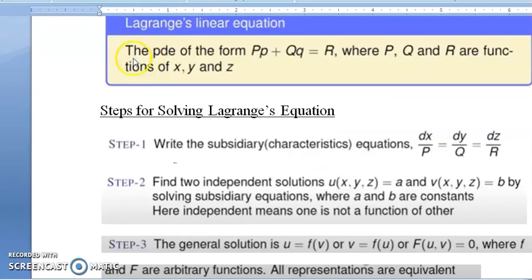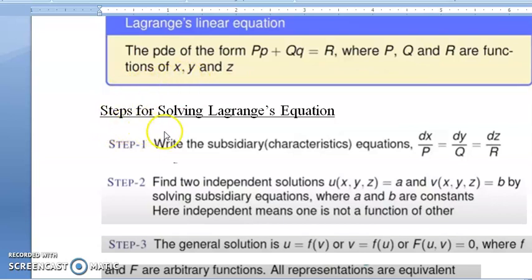So the definition of Lagrange's linear equation is the partial differential equation of the form capital P small p plus capital Q small q is equal to R, where capital P, Q and R are functions of x, y and z. So this kind of partial differential equation is called Lagrange's linear equation. So a partial differential equation of the form Pp plus Qq is equal to R, where P, Q and R are functions of x, y and z.